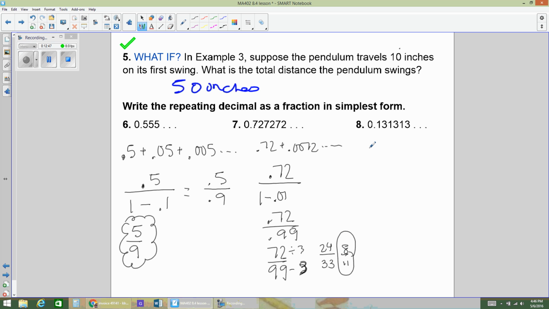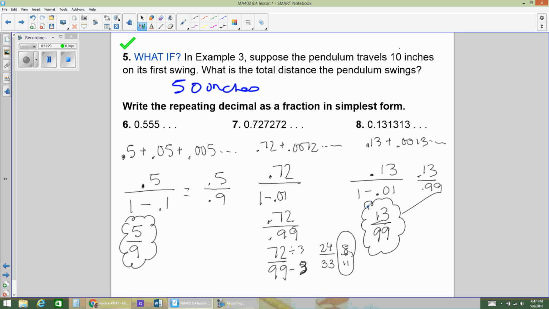Okay, make sure you're pausing me and doing this by yourself. So first you break it up into a sum of an infinite series. That helps you identify the first term. That helps you identify how many zeros to put in your decimal place. So it's 0.13 over 0.99, and that's 13 over 99. And 13 over 99 is prime, because 13 is prime. So we're done. And we're done with this lesson already. Okay, get a partner. Good luck practicing.